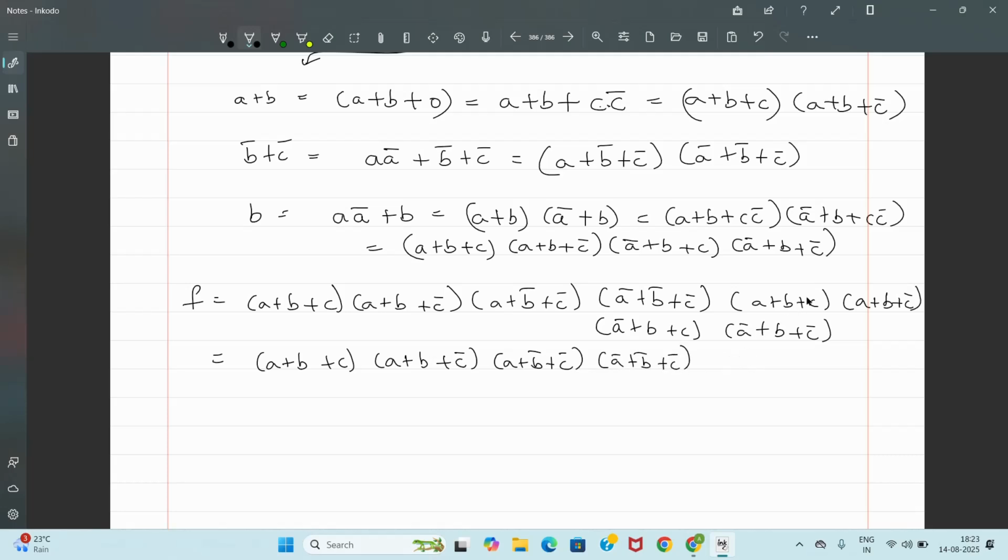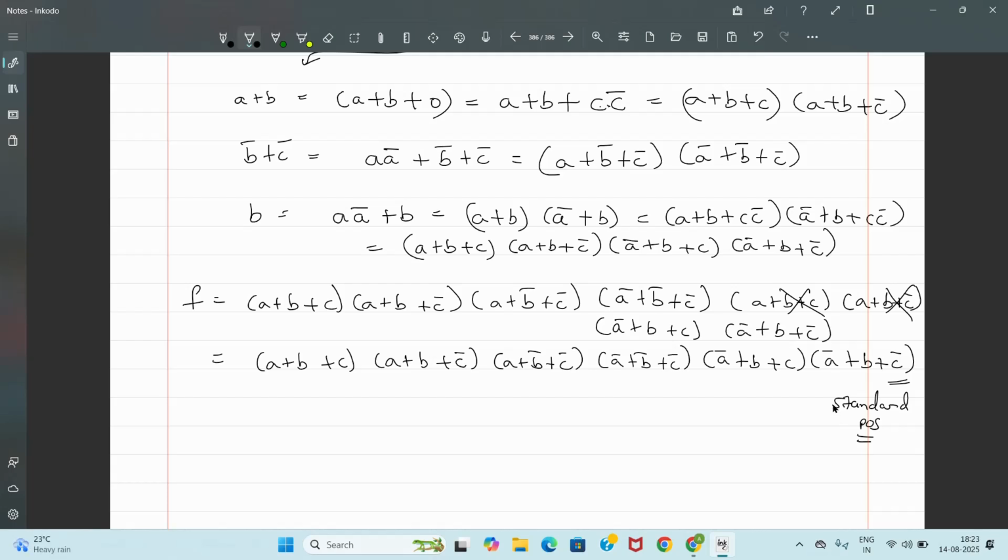A plus B plus C is already written, don't write it. A plus B plus C bar is also done. A bar plus B plus C is not there, included. A bar plus B plus C bar is also not there, included. Okay. This will be your standard POS equation.